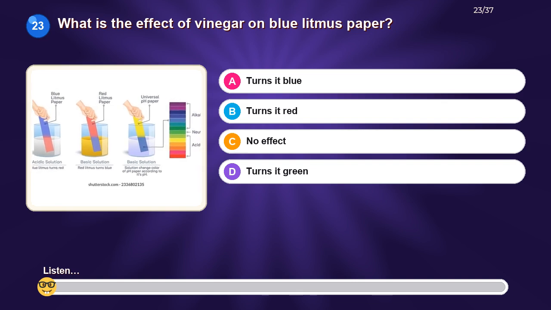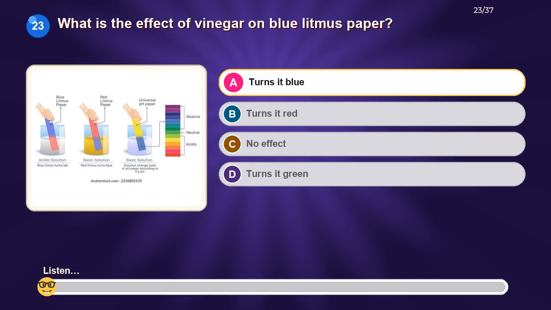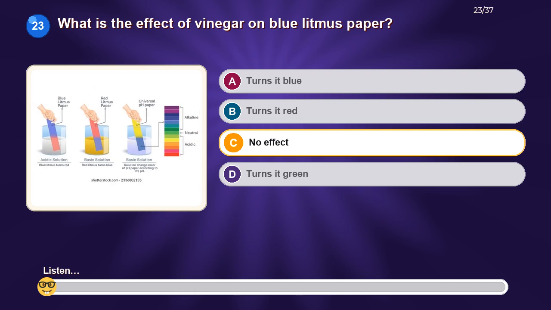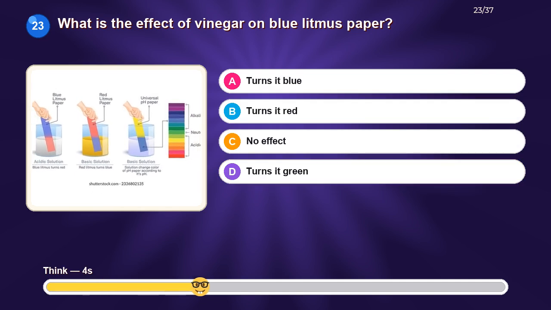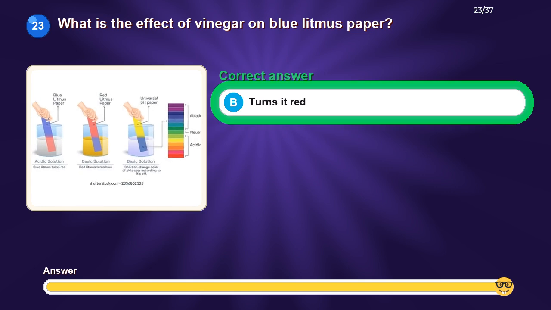What is the effect of vinegar on blue litmus paper? Option A, turns it blue. Option B, turns it red. Option C, no effect. Option D, turns it green. The correct answer is turns it red.